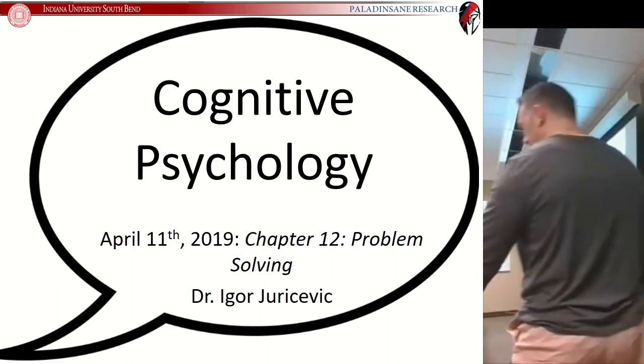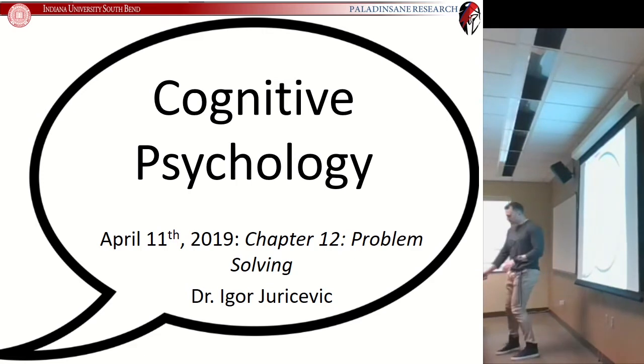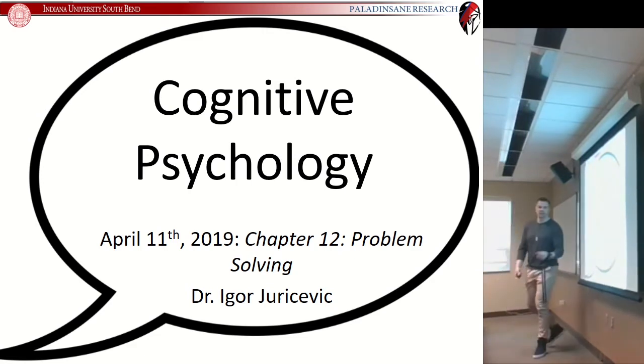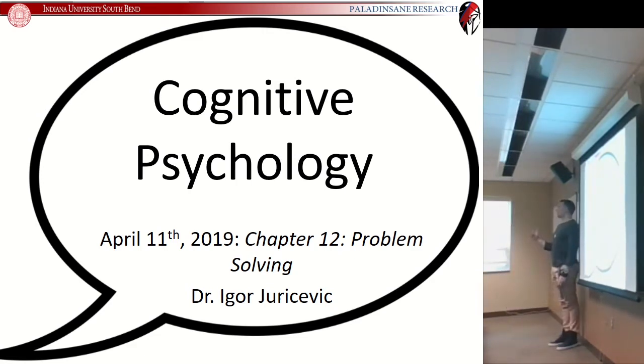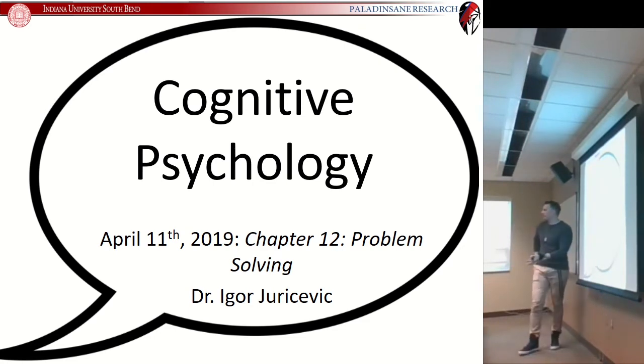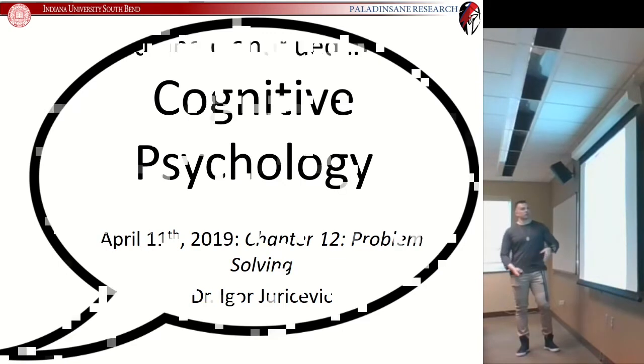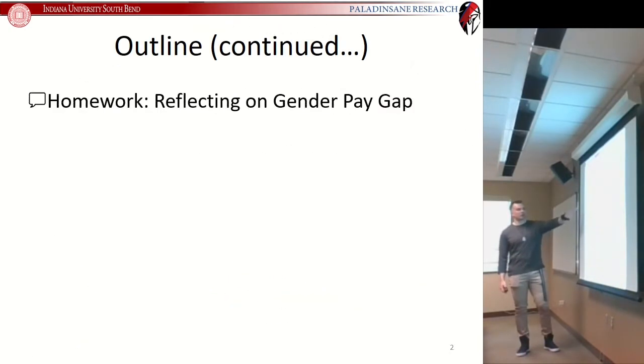All right, so let's get going on today's class. Today we're going to be continuing our look at problem solving. This is part of our final portion of this course, where we're looking at higher order cognitive abilities. So we're going to be doing problem solving, then we're going to move into judgment and decision making. And we're going to continue with our look here today.